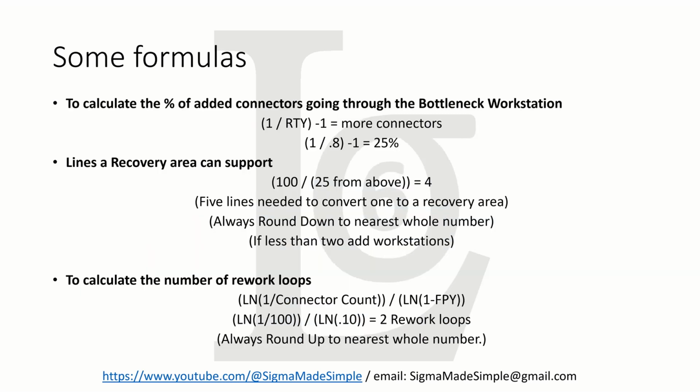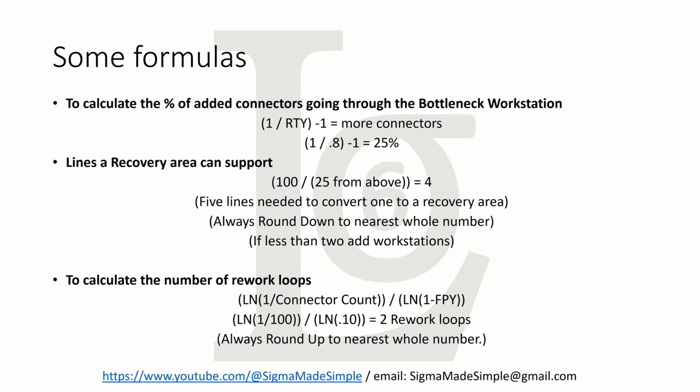So here are some formulas that you may find useful if you plan to do some calculations in Excel. To calculate the percentage of added connectors going through the bottleneck or workstation, you can take 1 divided by the roll throughput yield, minus 1. Here we got a roll throughput yield of 80%, which gives 25%. So you're going to get 25% more connectors through the bottleneck. Now the enhanced value stream map does this calculation for you, so you can see it there really easily.